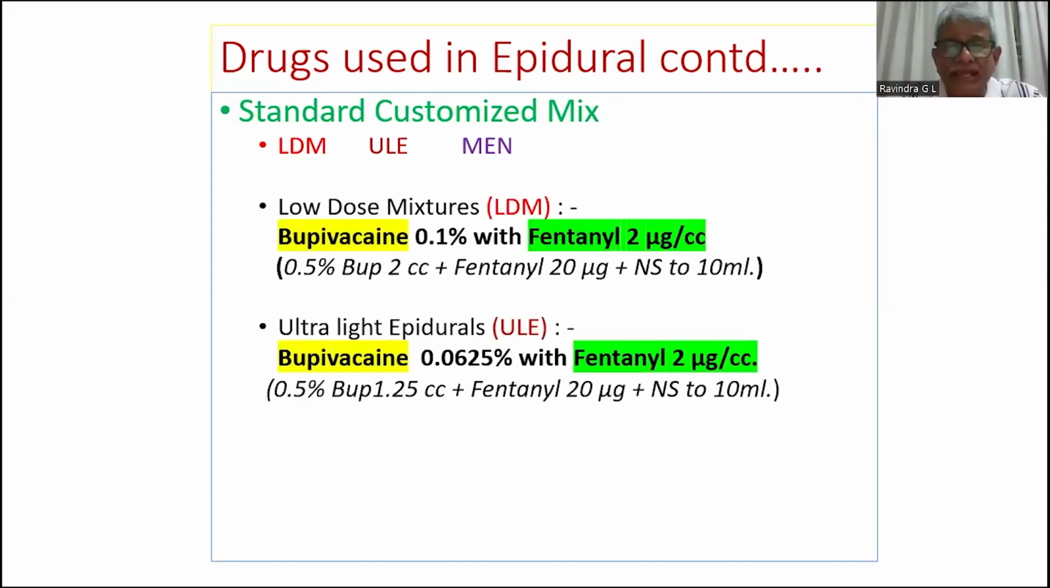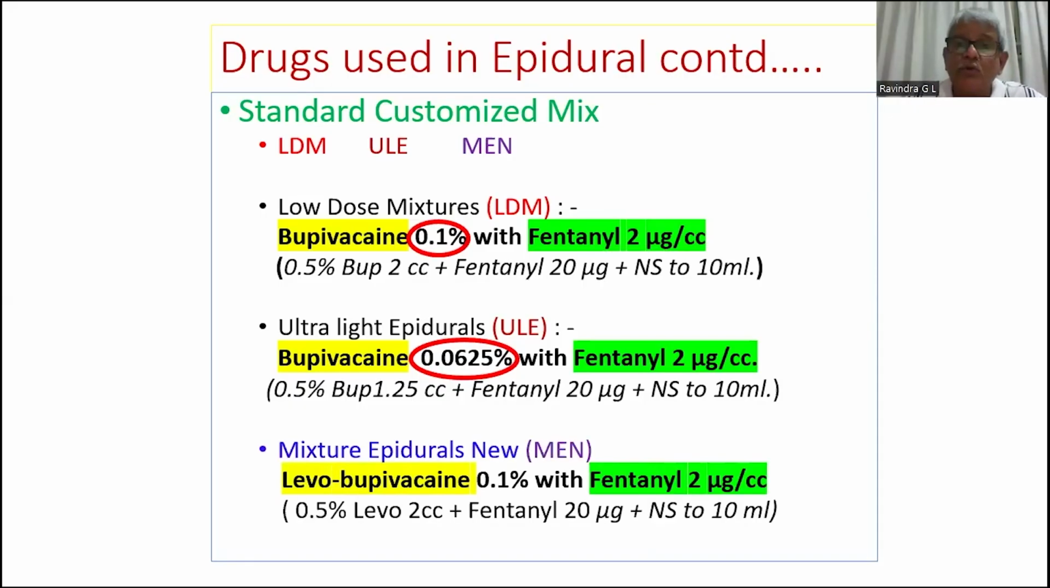From now on, I will call them LDM and ULE only. Both of them are bupivacaine mixtures. The difference is in the concentration. The low dose mixture is a slightly higher concentration compared to the ultralight epidurals. Both of them contain fentanyl 2 mcg per cc. Bupivacaine 0.1% is LDM, and bupivacaine 0.0625%, which is slightly less concentration, is ULE.